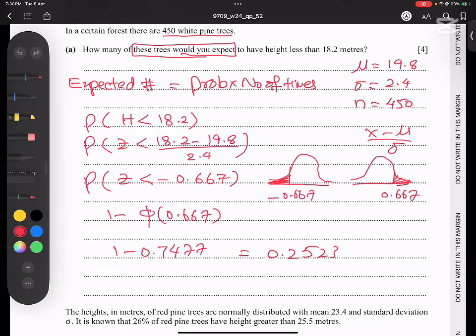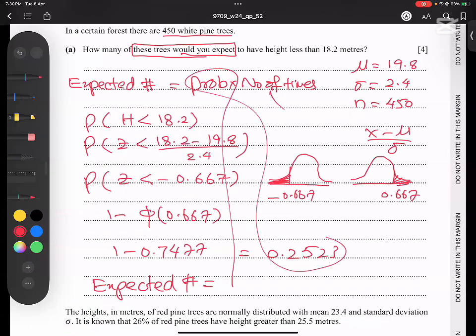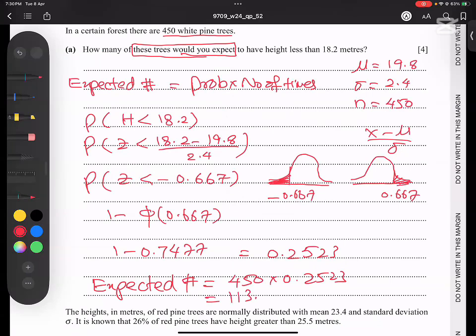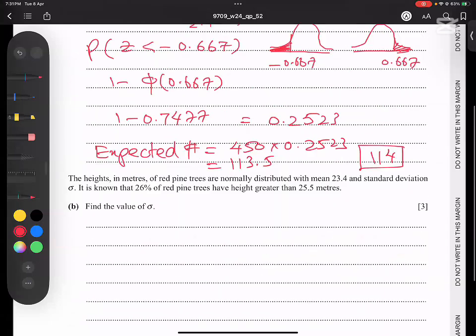So what is the expected number? The probability is this, and the number of times is 450. So 450 times 0.2523. If we check in the calculator, it is giving us 113.5. So your answer is 113 or 114 because of estimation. So I take it as 114. I hope the point is very clear. Let's go for the below part.